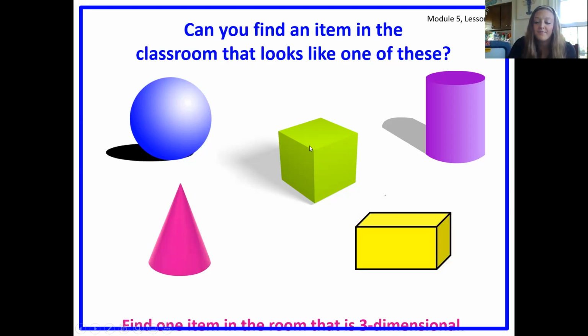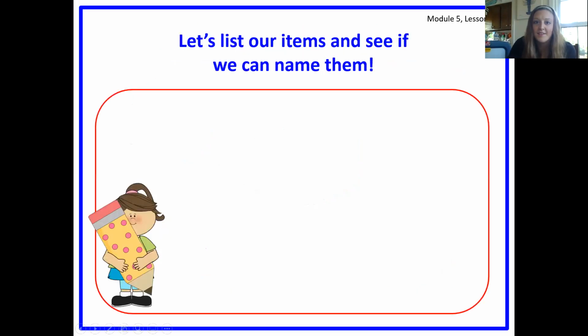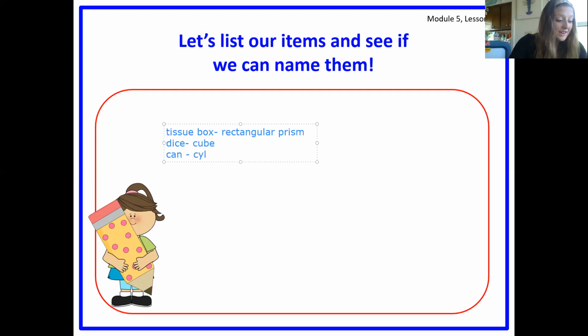All right. And we are gonna go ahead. I'm gonna type on here things that you could have found, okay? You could have found a tissue box. That is a rectangular prism. You could have found dice. That is a cube. You could have found a can. That would be a cylinder.